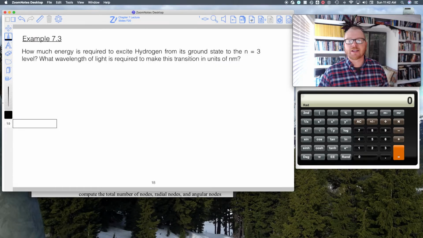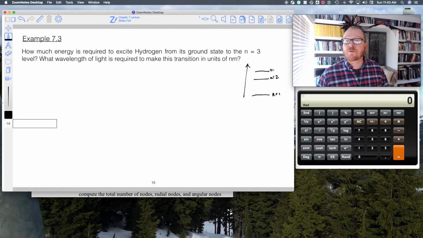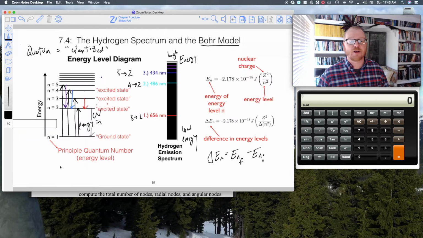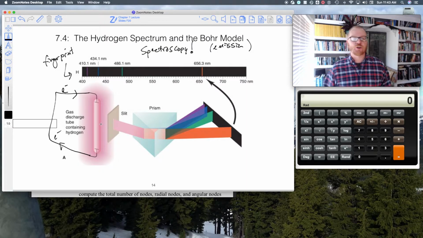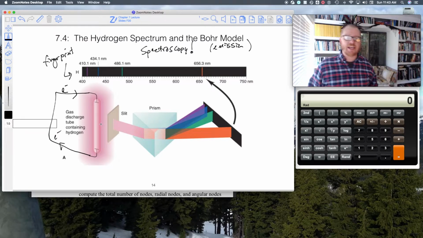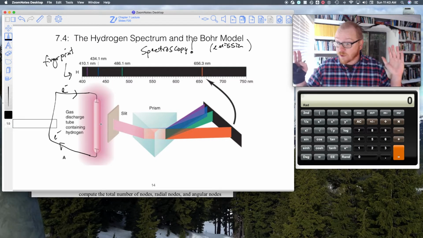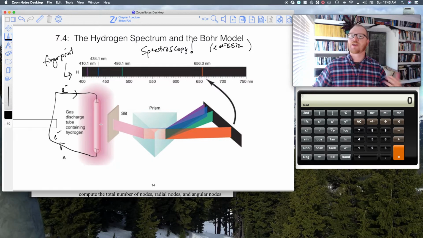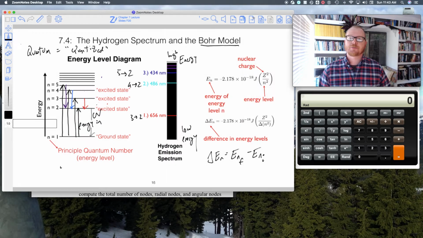So let's do an example. How much energy is required to excite hydrogen from its ground state to the n equals 3 level? What wavelength of light is required to make this transition in units of nanometers? Basically, suppose we wanted to use light not to populate all of the energy levels like I showed you in this diagram. In one of these emission tubes, you're putting a lot of energy in there, so it gives you all of the wavelengths, all of the fingerprints from those various transitions.